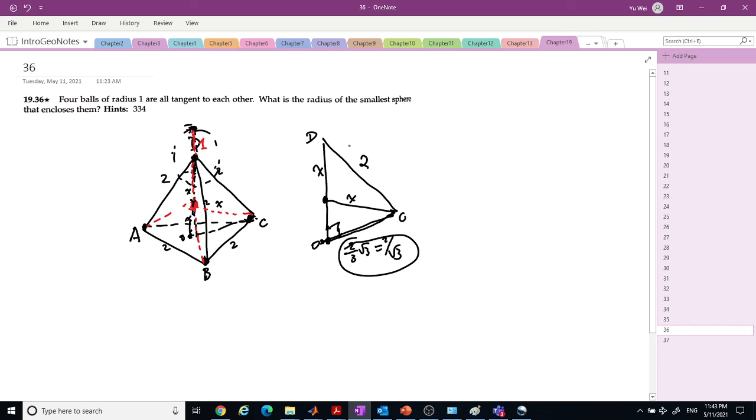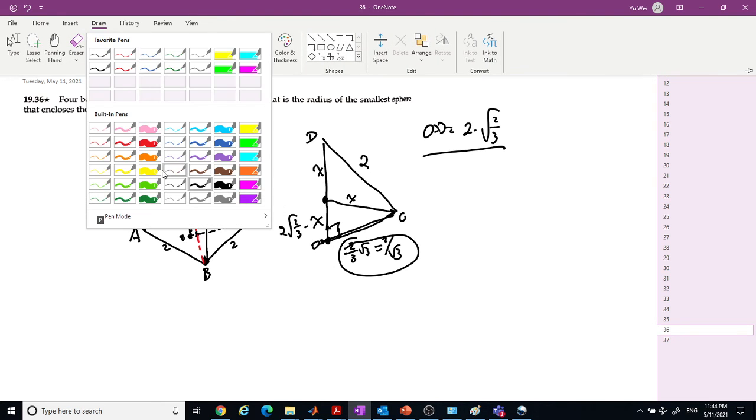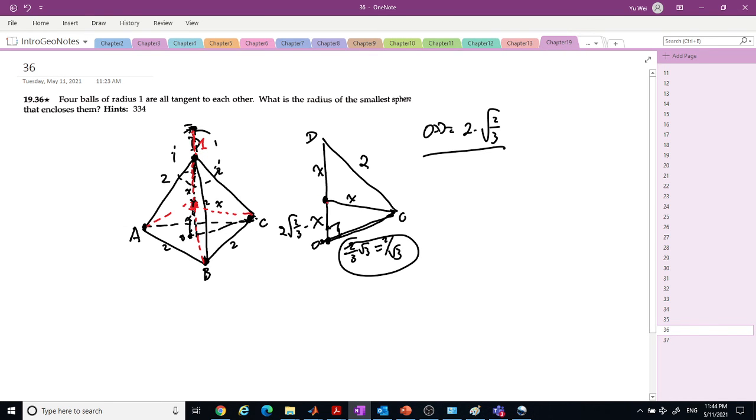And this side is the 2, the OD equals 2 times the 2 over 3. Then this is the 2 square root 2 over 3 minus X. Okay. So now we have a Pythagorean theorem. We can apply Pythagorean on this one, right?